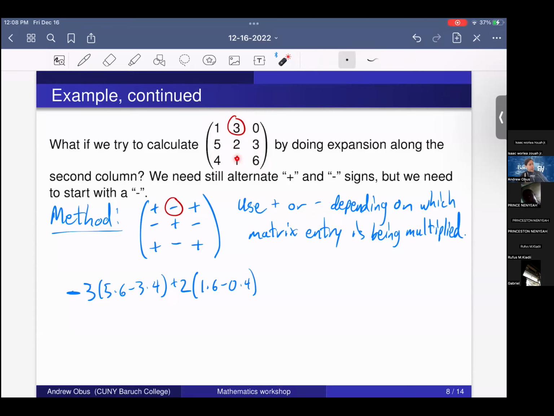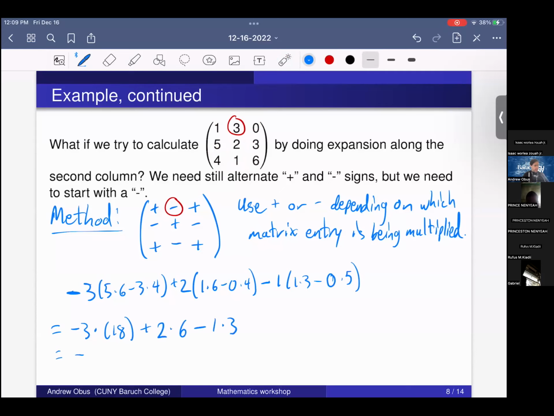So the 1, I eliminate its row and its column, and I'm left with 1, 3, 0, and 5. So I have minus 1, and then 1 times 3 minus 0 times 5. And so this becomes negative 3 times 18, and then plus 2 times 6, and then minus 1 times 3. And this again is minus 54 plus 12 minus 3. And this is again minus 45.